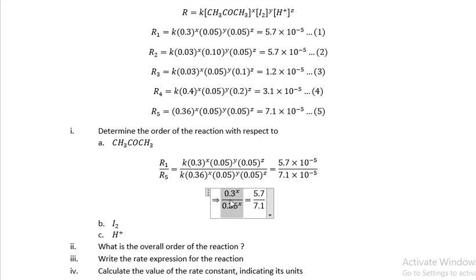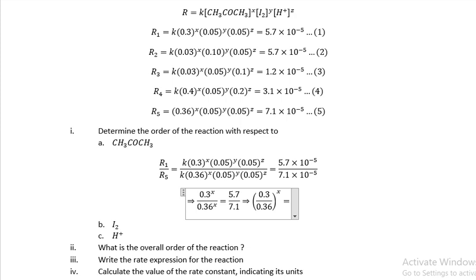Now from here you see that we apply indices since they have the same base, and since they are raised to the same power, we can just divide the bases. So we have 0.3 divided by 0.36, then we raise it to that common base, then we equate it to... let me see if I have a calculator beside me. I'll just punch. All right, so you also punch to see if you have the exact value. So we have here 5.7 divided by 7.1. It gives us approximately 0.8.